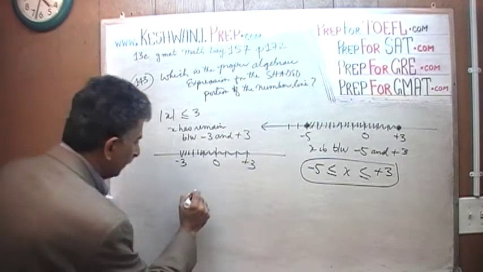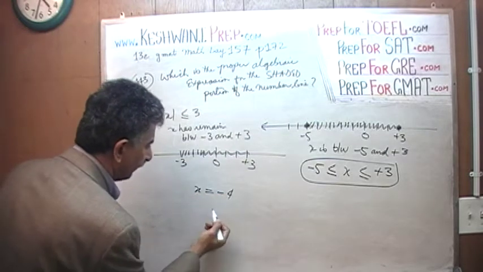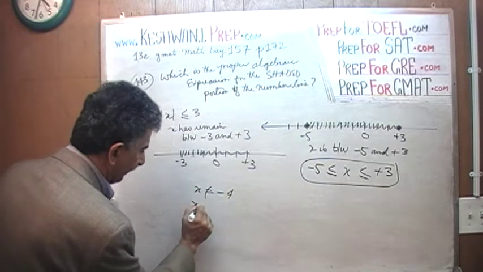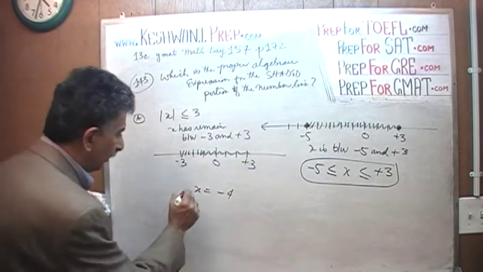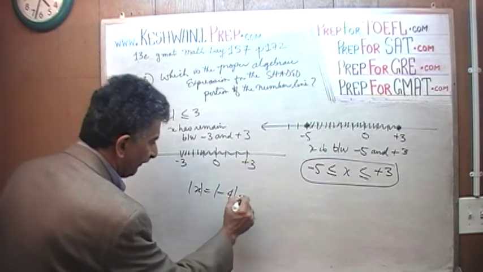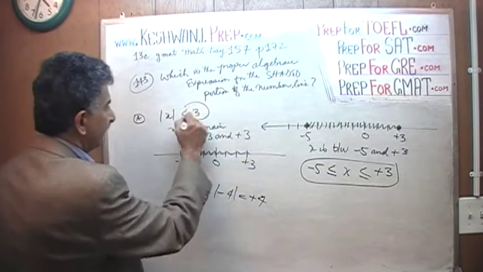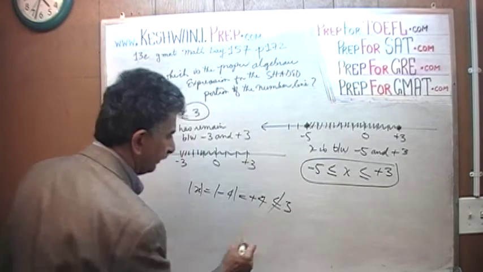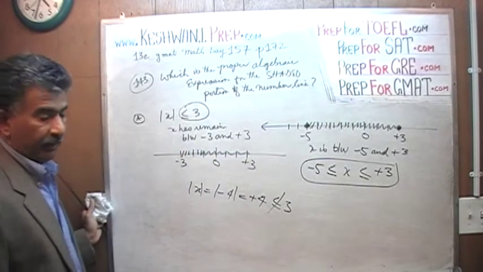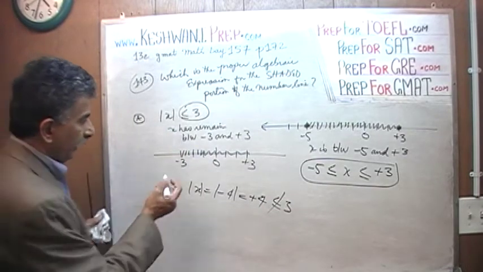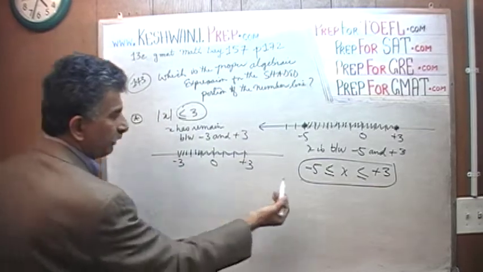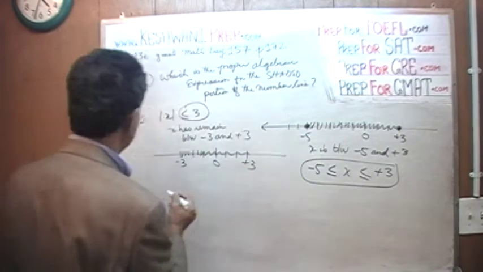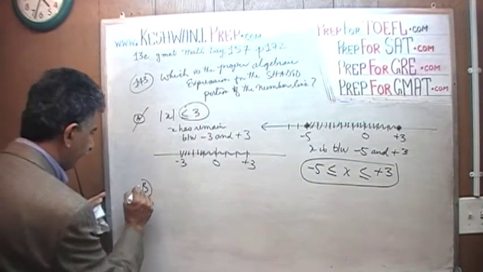Because as we just saw, x cannot equal negative 4, because had x been negative 4, the absolute value of x would have been positive 4, and positive 4 is not less than or equal to 3. Positive 4 is greater than positive 3. So that doesn't work. It's between negative 3 and positive 3. That's not what we're looking for. We're looking for something between negative 5 and a positive 3. A is not the answer.